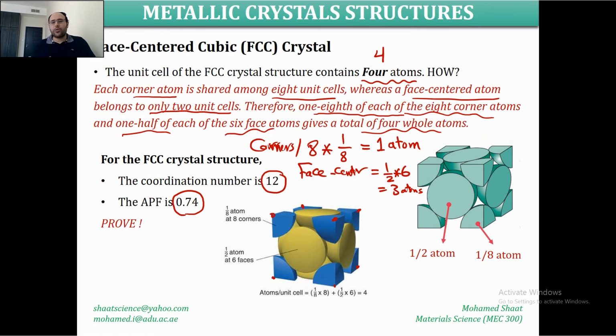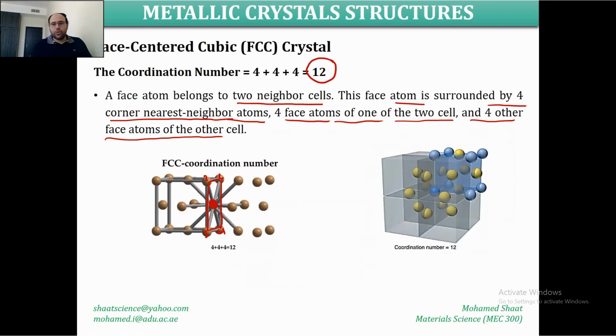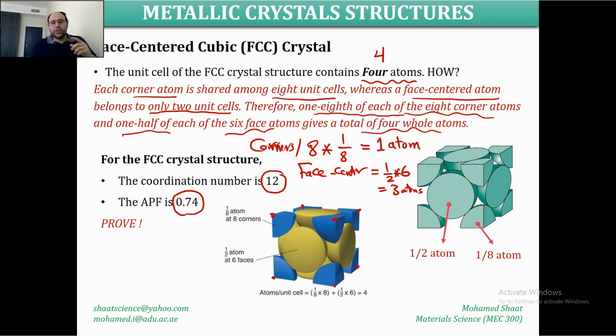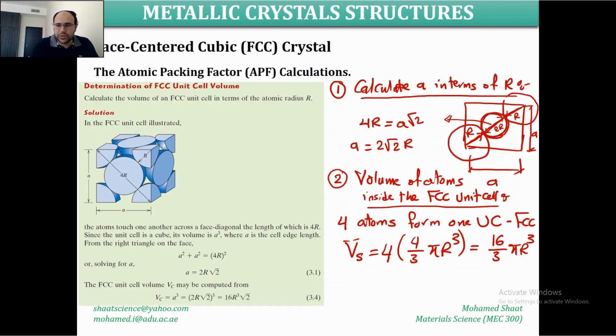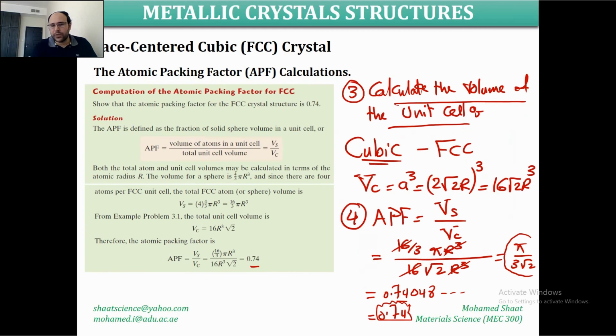In addition, they have a coordination number. This is another property. Their coordination number is 12. Why is it 12? As we mentioned, if we choose one atom at the center of one face that is common between two unit cells, and we start to count the atoms surrounding it as neighbors, you're going to find 12. Then the atomic packing factor is 0.74, which we just proved with the calculations for the FCC crystal structure. Very simple. Make sense? So this is for the FCC crystal structure.